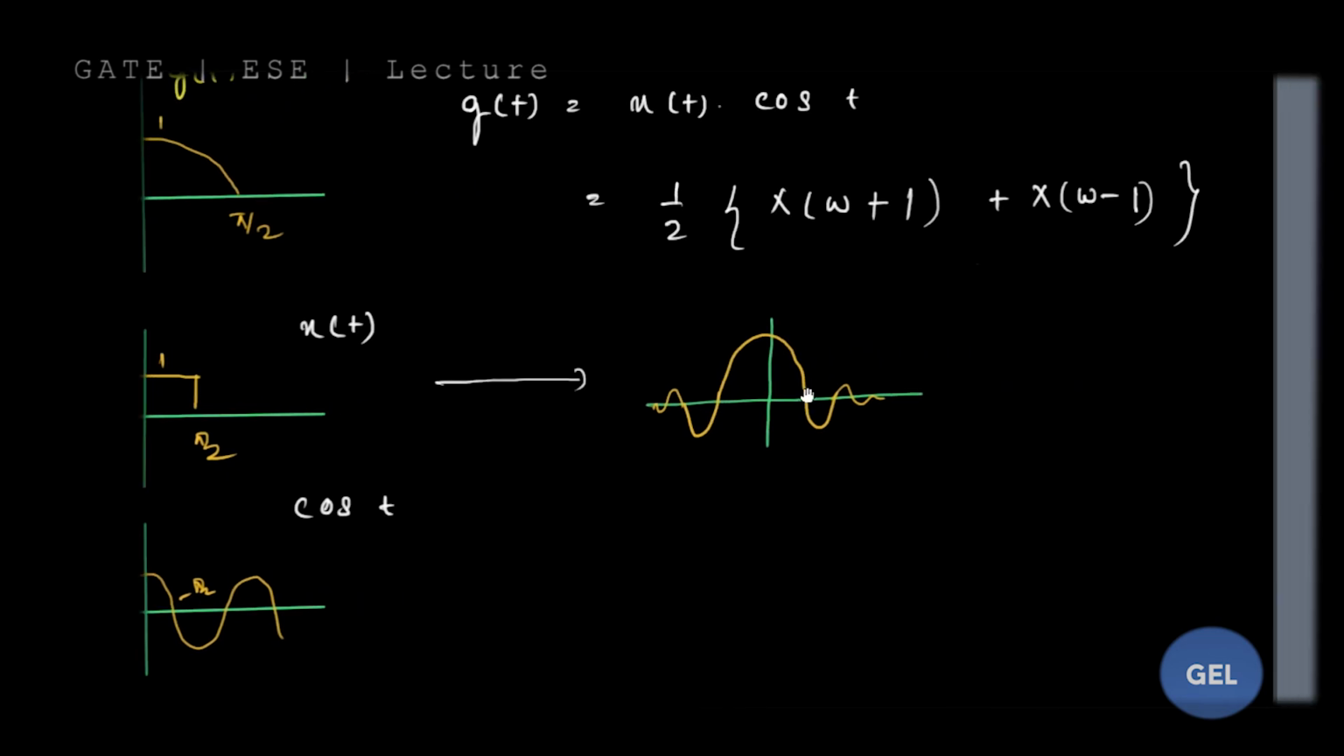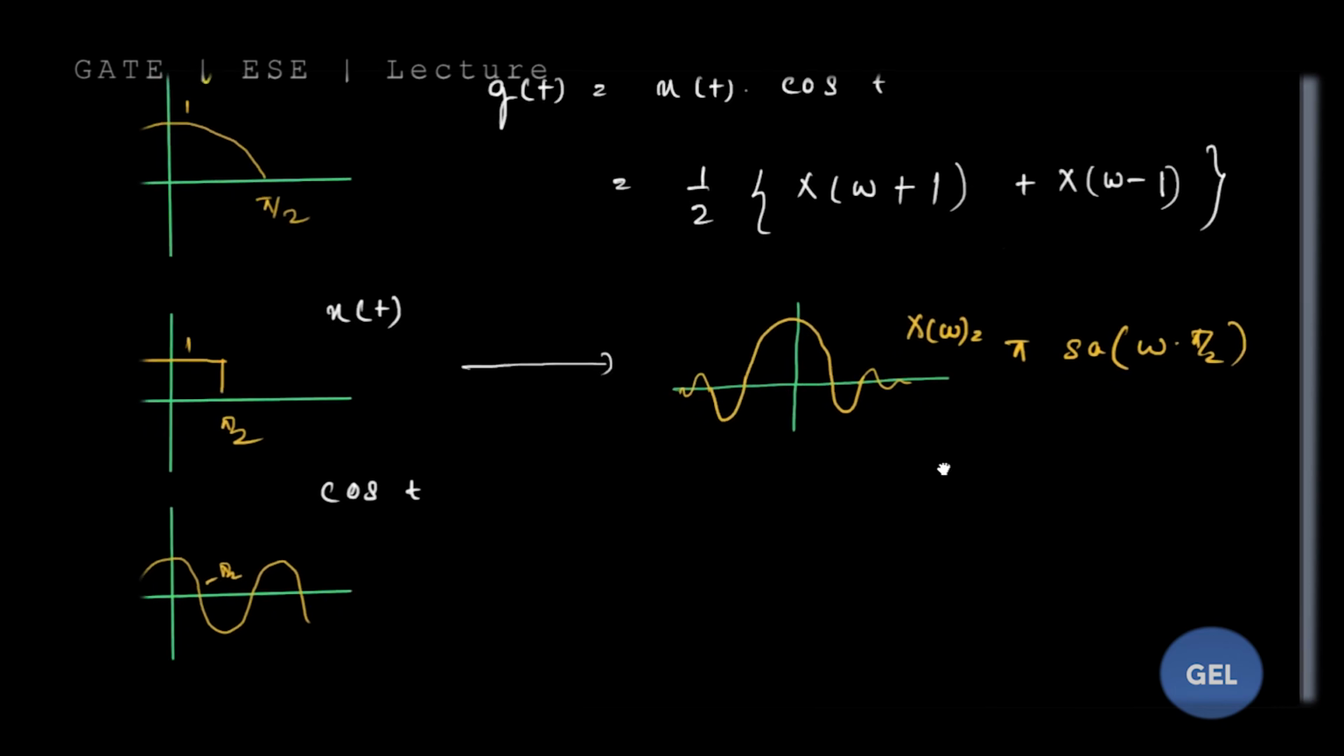What is the value? The value will be pi sinc. You can write it in this way, or you can write it in this way, omega into pi by 2, sinc of omega into pi by 2. Anything that you can write. So pi sinc of omega into pi by 2. This is the value of x of omega.